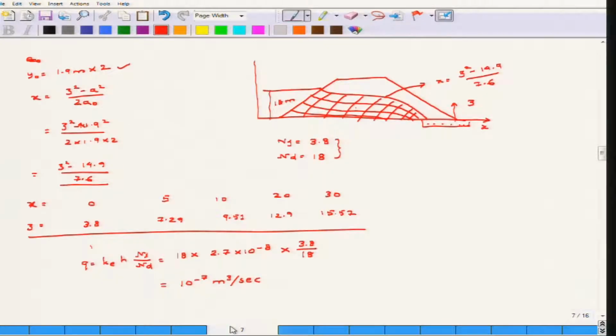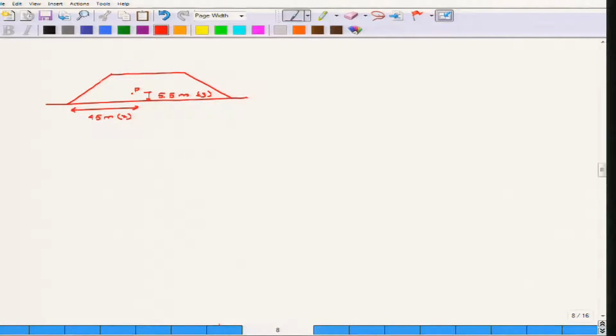That is pretty easy, because if you draw the flow net, first find out the drop at that point, that means how many drops the point is experiencing. Here the total number of drops, ND, is 18. Since the head on the upstream is 18 meter, to get from 18 meter to 0 meter, 18 drops are required. So, what is the head loss per drop? That is obviously 18 meter by 18, which is equal to 1.